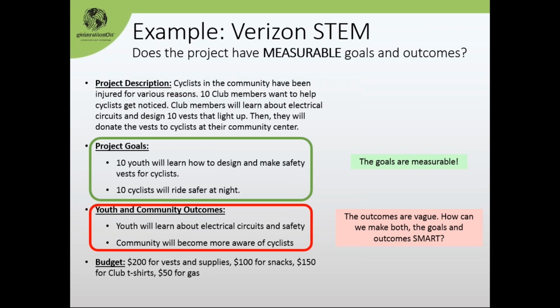So again, creating SMART goals and outcomes really helps the grant reviewer see that you've thought through your service project really thoroughly and are really intentional about how you're going to get this done. It shows us that you've put in the effort. And again, grant money is free money, so make sure you take the time to write a good grant proposal.